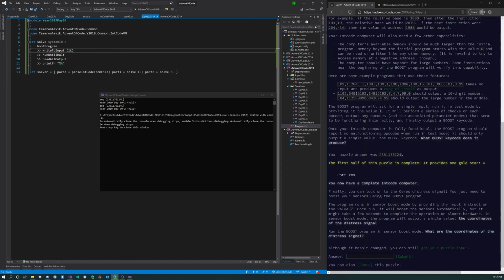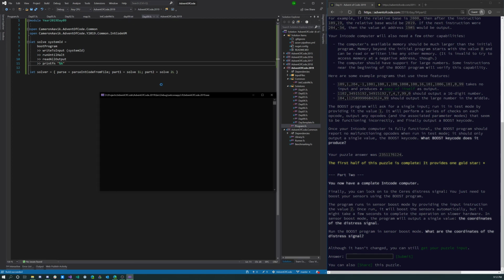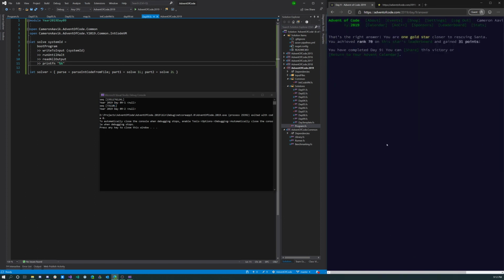Okay, part 2. So I think it's now, this is the system ID, and this is 2, and so this is going to take a little longer, right? Ah, okay, that worked. 77 and 70. I was expecting to have to debug that one, but I guess not. I'll take that. Cool.